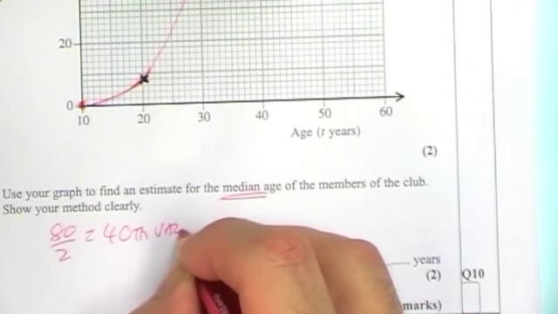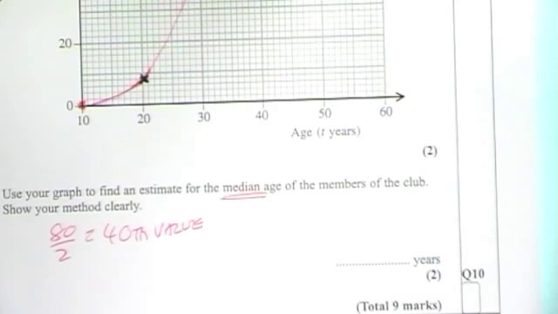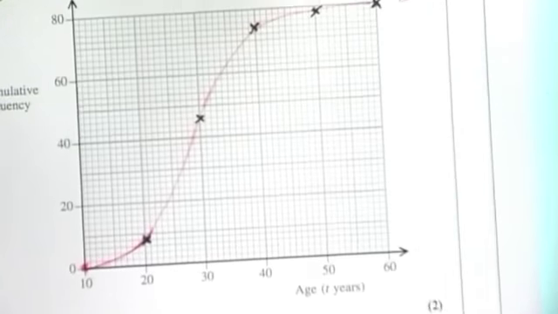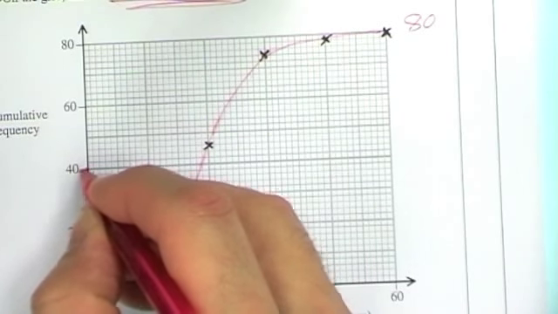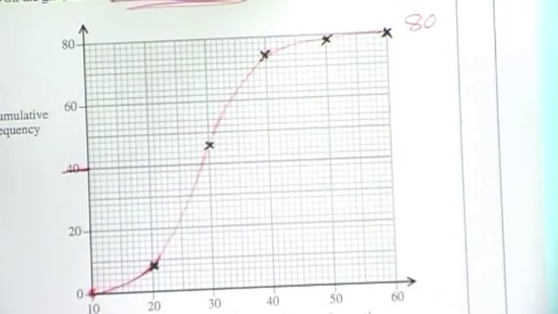And the 40th value, we just find on our graph. Well, here are our values. There's the 40th value. So that's the value we want. And we get our ruler.